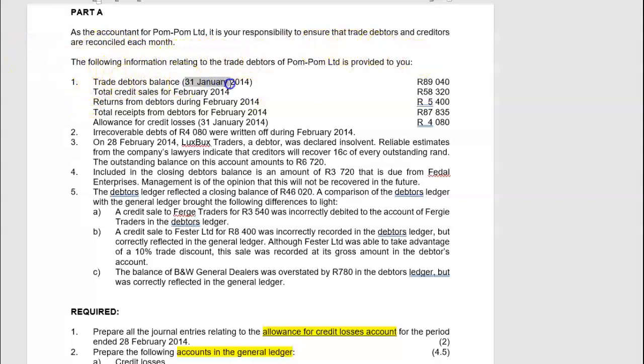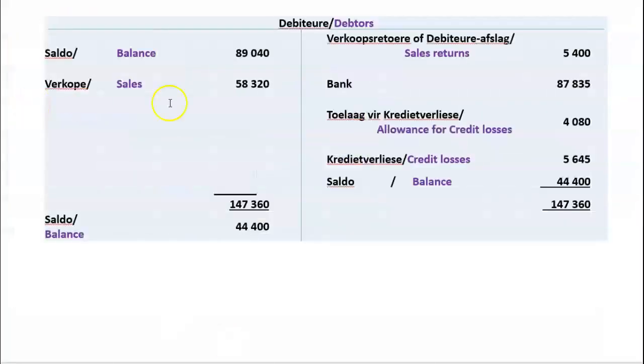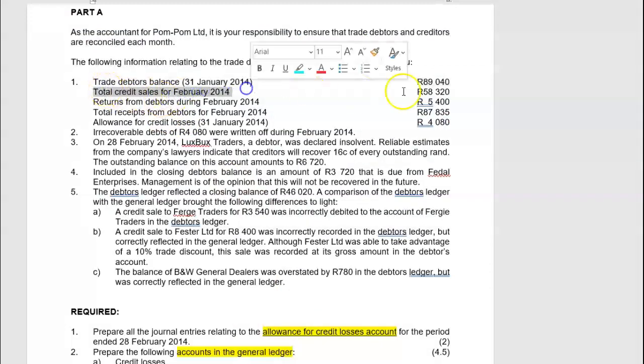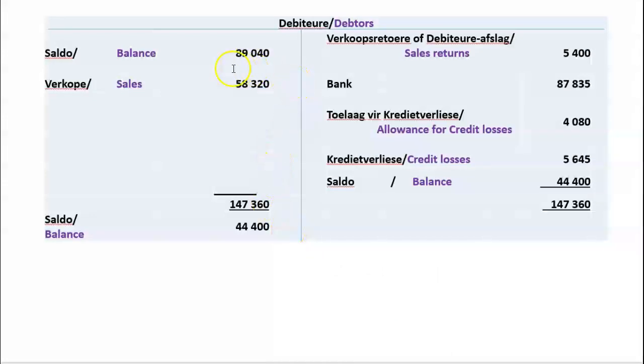Trade debtors balance as at 31 January 2014, 89,040, and clearly that must be my opening balance in my debtors control account. So you will open up a debtors control account, opening balance 89,040. Then total credit sales for February 58,320. Now remember, ignore that. So that means that the credit sales amount is also the same amount of the invoice that will be posted to our debtors control account.